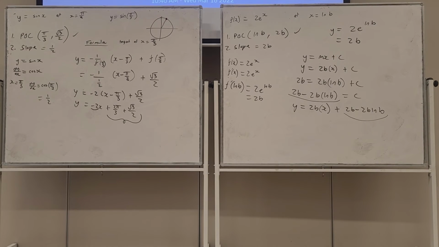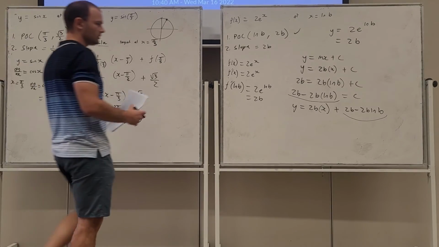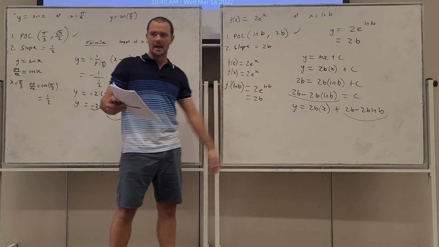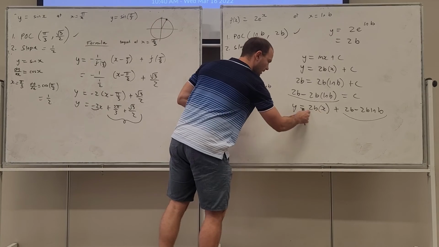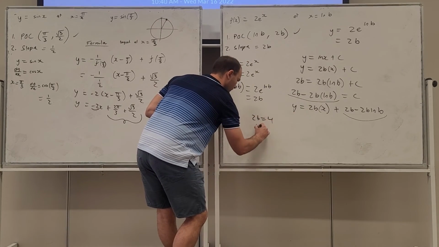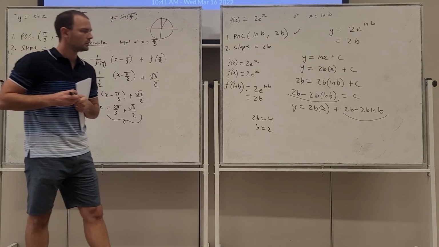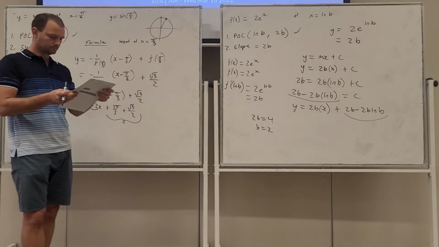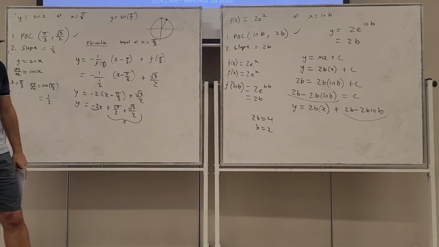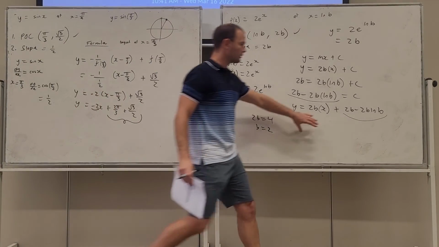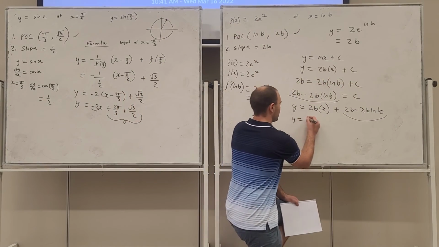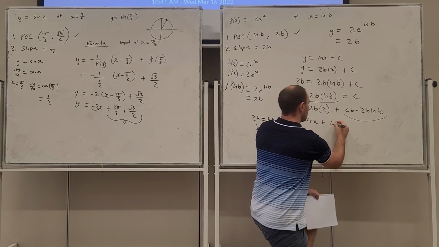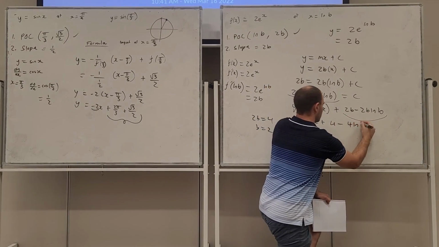One more part. It says, given that this tangent that you found has a slope of 4, that means the slope m equals 4. 2b equals 4, b equals 2. That's the value of b. And now that we have a value of b, we could drastically simplify the equation of this tangent here. We would have 4x plus 4, take 4 ln(2).